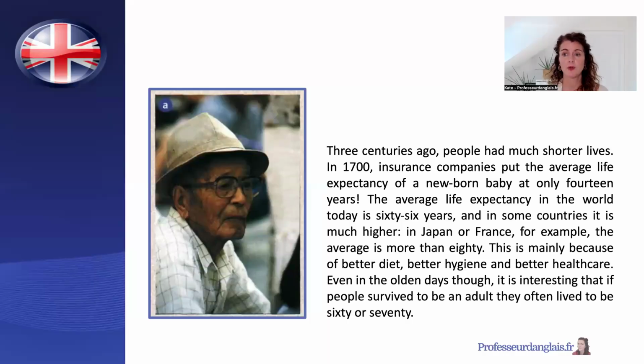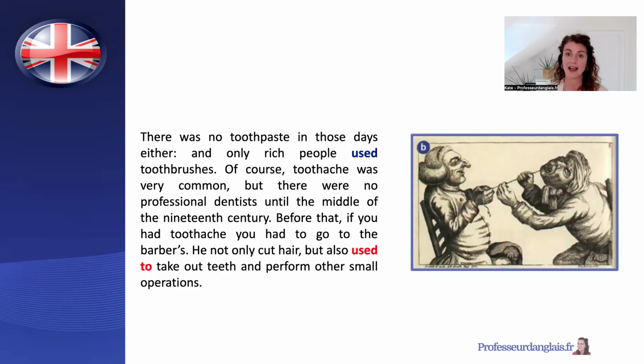So, 3 centuries ago, people had much shorter lives. In 1700, insurance companies put the average life expectancy of a newborn baby at only 14 years. The average life expectancy in the world today is 66 years, and in some countries it's much higher. In Japan or France, for example, the average is more than 80. This is mainly because of better diet, better hygiene, and better healthcare. Even in the olden days, though, it's interesting that if people survived to be an adult, they often lived to be 60 or 70.